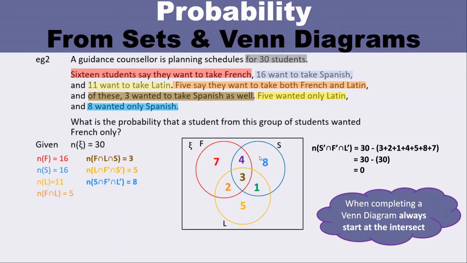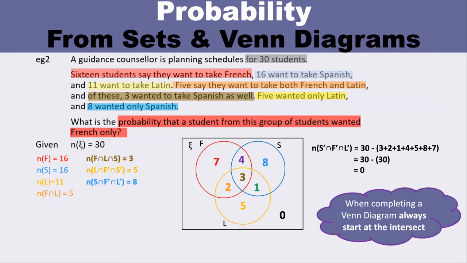All of my students at least want to take one of these subjects. So I can put a 0 out in the rest of my Venn diagram. This is still part of my Venn diagram. It's part of the universe, and I want to be really clear that I haven't forgotten any students. So now on to the actual question here.